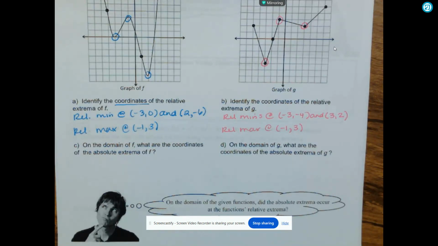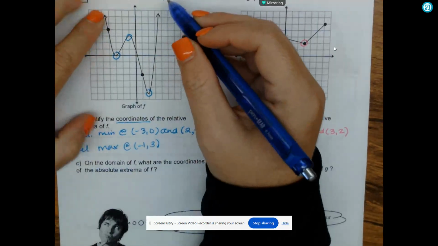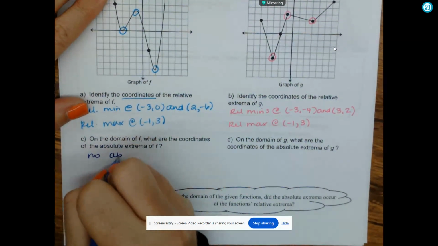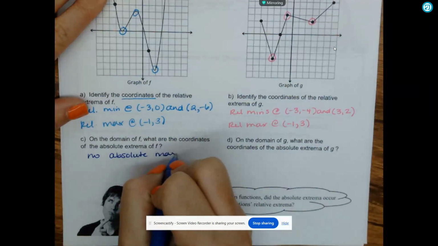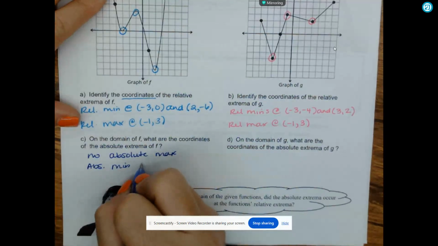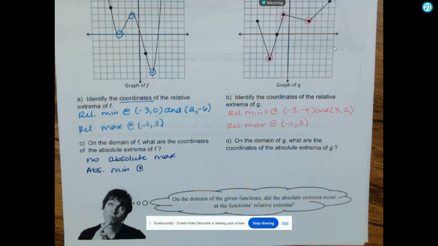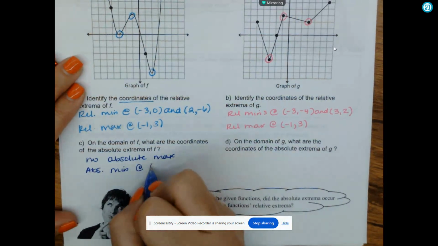All right, on the domain of f, what are the coordinates of the absolute extrema of f? Well, what can you say about the graph on the two ends of f? What do we notice on both ends? They're both still going up, right? So do we have an absolute max of that graph? No, there is no absolute max. These are going to keep going because of those arrows. All right, what about our absolute min? Do we have a minimum value that is the most minimum it can get? Which one? (2, -6).